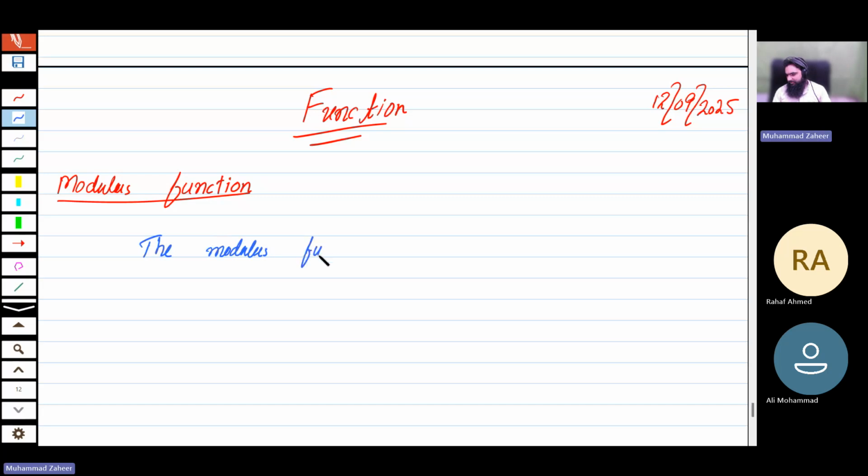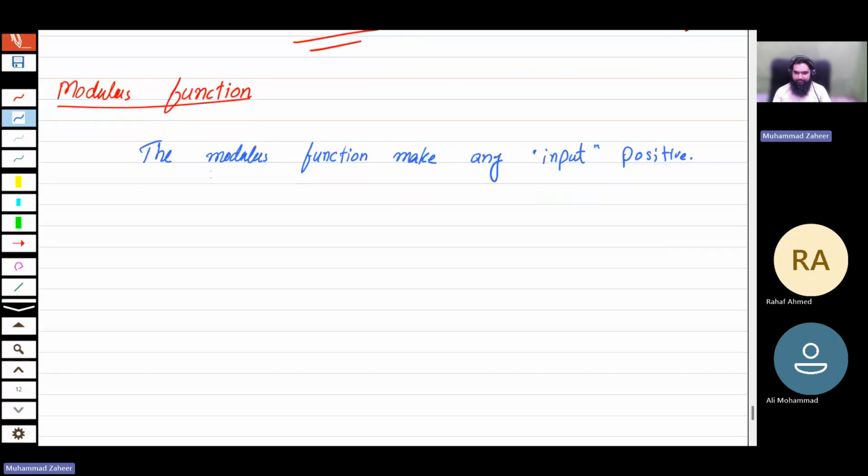The modulus function makes any input positive. All right. For example, if you are substituting the value 8, the answer will be positive 8. If you are substituting minus 8, the answer is still going to be positive 8.